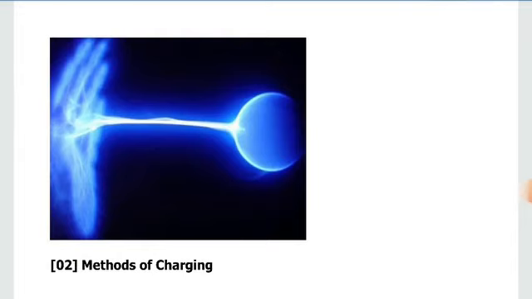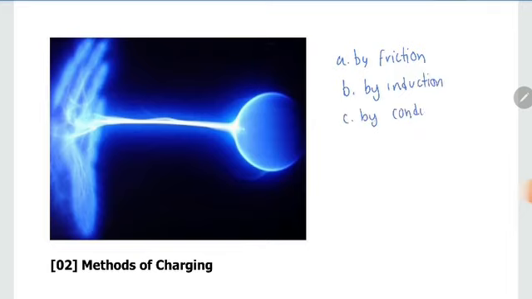So this is the second module on GP2 about methods of charging. In this module, we're going to talk about three different methods by which an object can be charged. The first one is by friction. The second one is by induction. And the third one is by conduction.